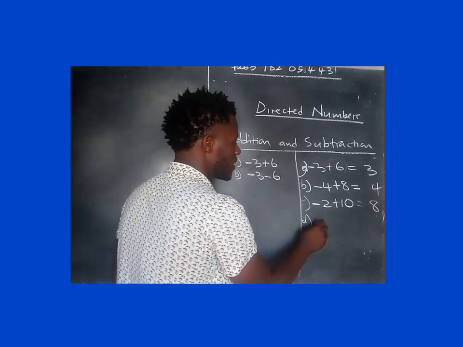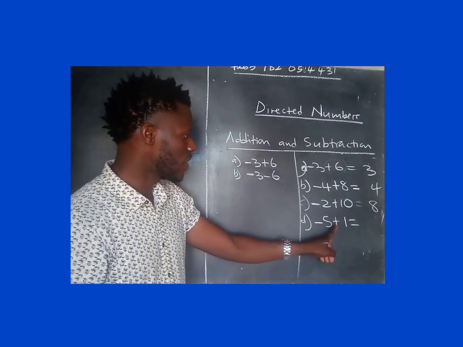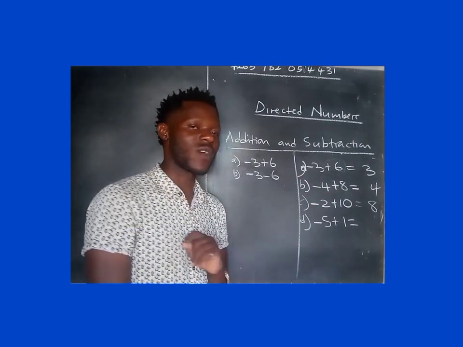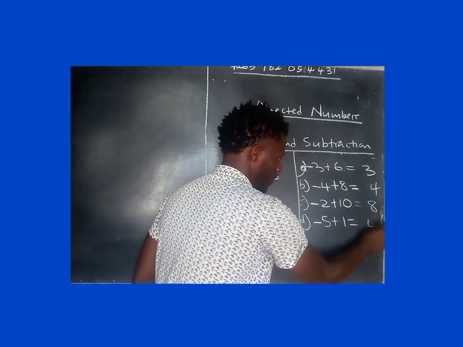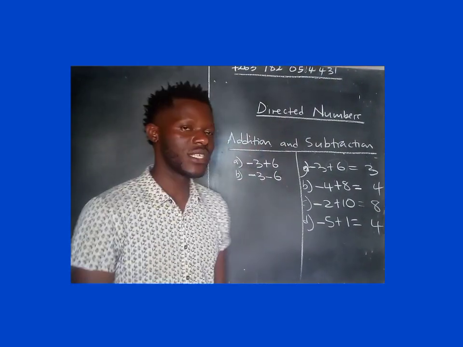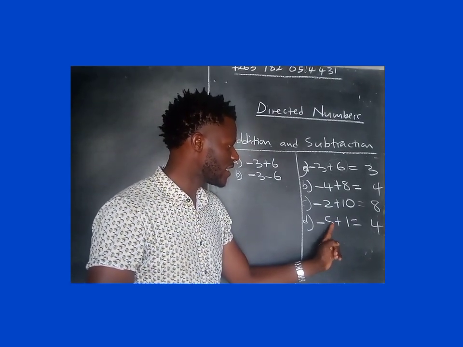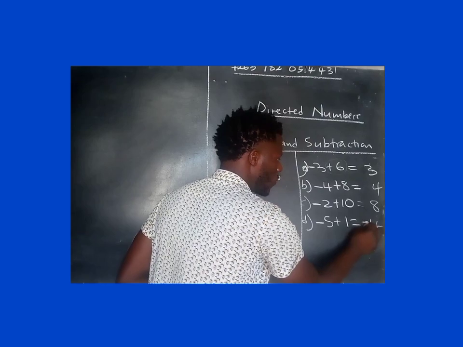Example number D, suppose it is minus 5 plus 1. Instead of adding, we are doing the opposite. That is 5 minus 1. 5 minus 1, you get 4. Then this 4 will take the sign of the bigger value. 5 is the bigger value here, and 5 is carrying a negative symbol, so the answer is negative 4.